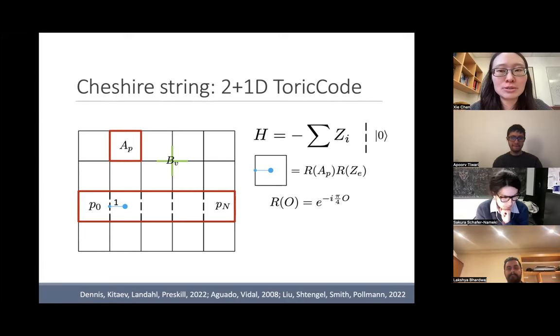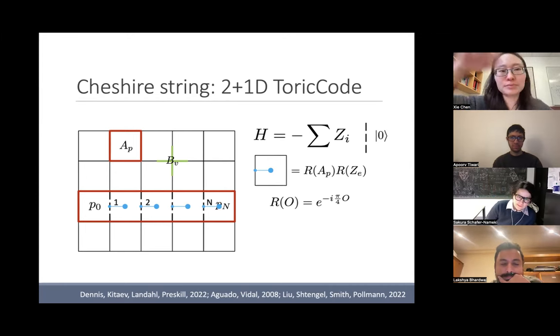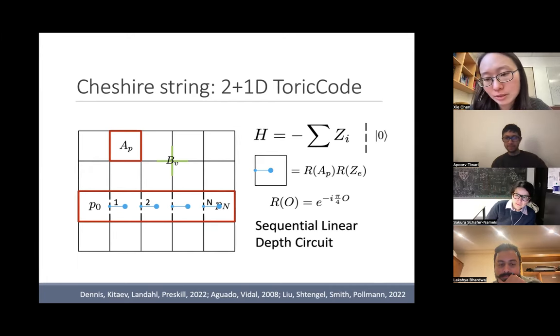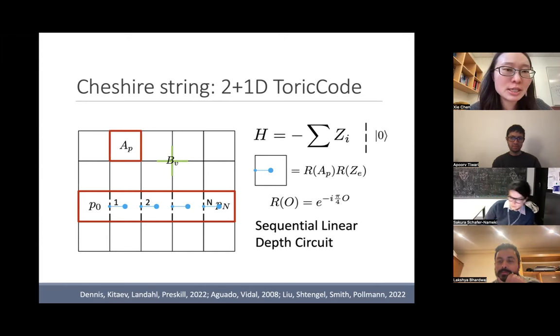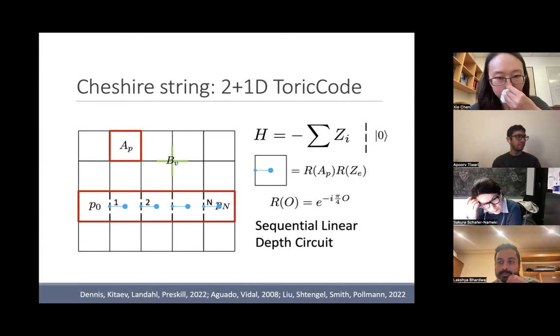And the way the circuit has to be implemented is again sequential. We have to start from the left end of the defect and then move step by step towards the other end. So we do step one, step two, step three, and so on until the end of the chain. Of course, if we want to connect back, we'll need to do some measurement to fix the boundary condition. So this is again what we call a sequential linear depth circuit. We see that in order to generate a Cheshire string, we need to use a sequential linear depth circuit.